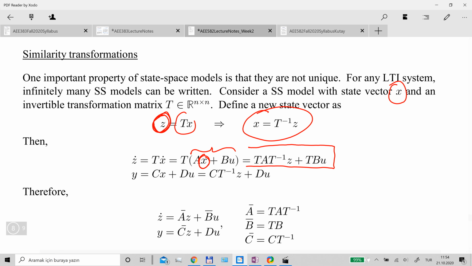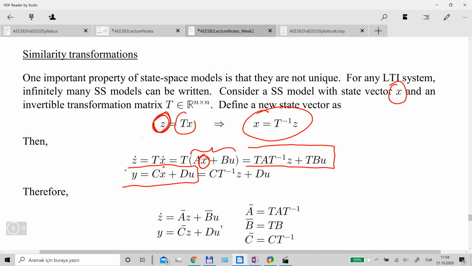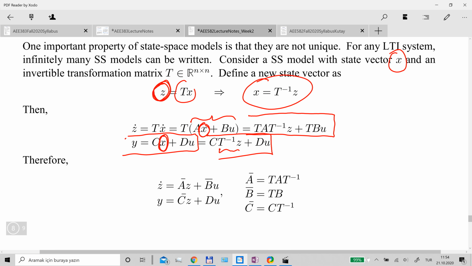You go back to the original output equation, and you replace the original state vector with the new state vector, and that will give you the output equation for the new state variable. So when you put them together, this becomes the state matrix, system matrix for the new model. So that's your new system matrix. This is the new input matrix for the new state space model. The output matrix is also changed. So this is the new output matrix.